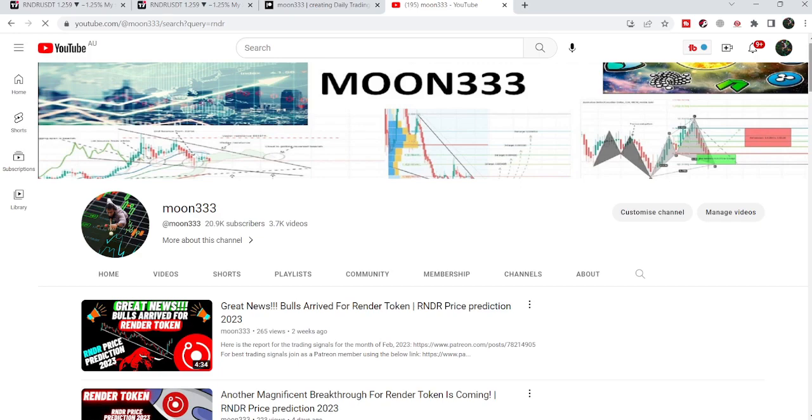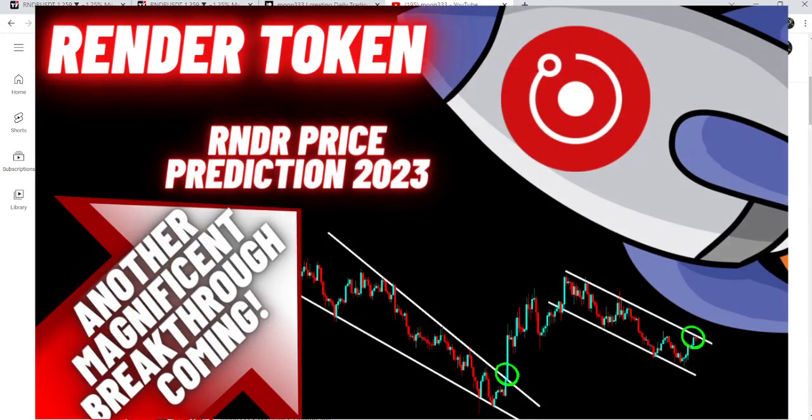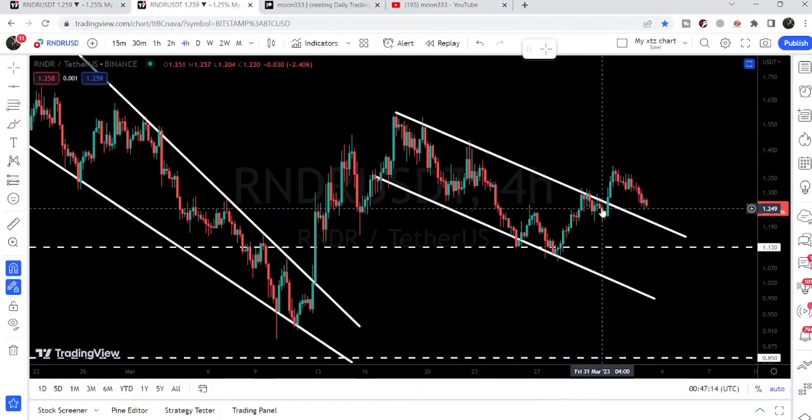Welcome to the new update on Render. In my previous video, I was showing you that after breaking out a falling wedge pattern on the 4-hour time frame chart, Render has formed another down channel and it is about to break this channel. Now, if we take a look at the live chart, then we can see that we have broken out the resistance of this channel. And in today's video, we will take a look at this move.